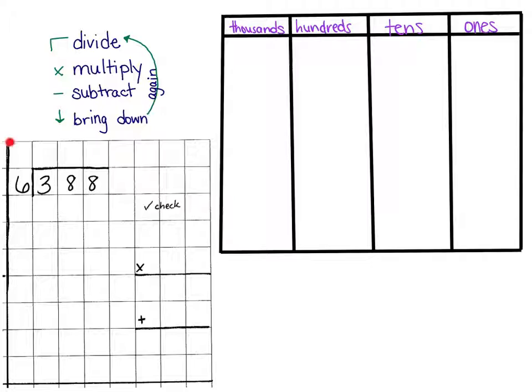Alright, now we're going on to the second problem. 388 divided by 6. So I have written my place value names at the top. Go ahead and do that.